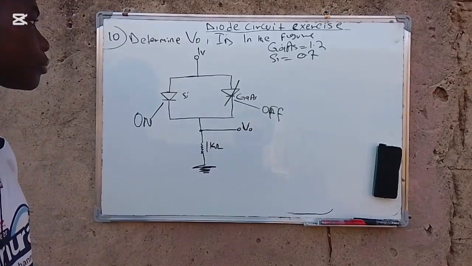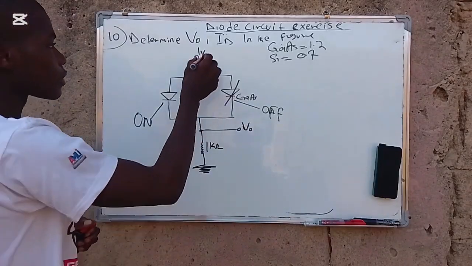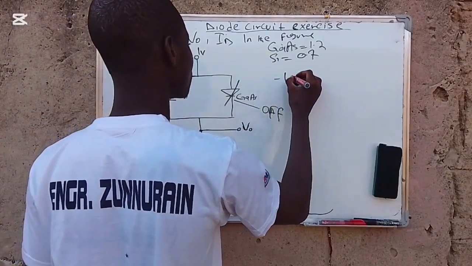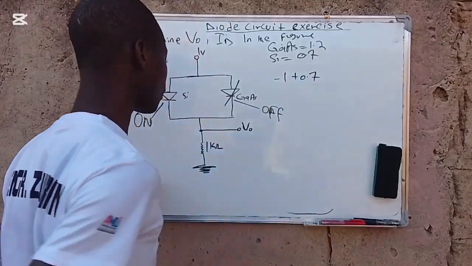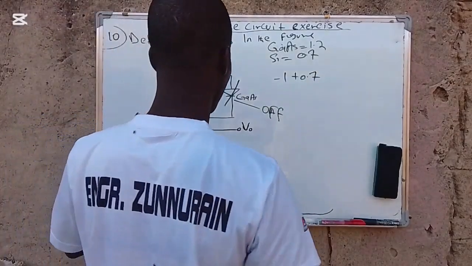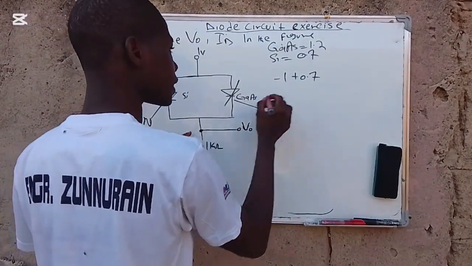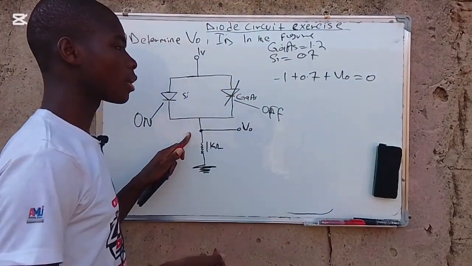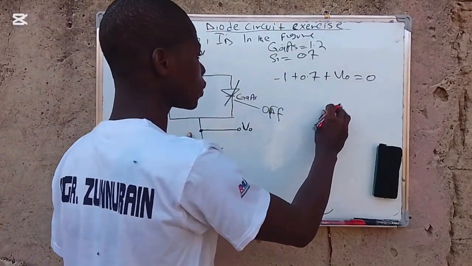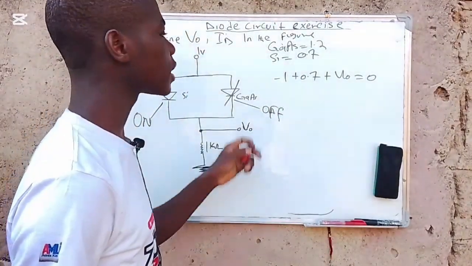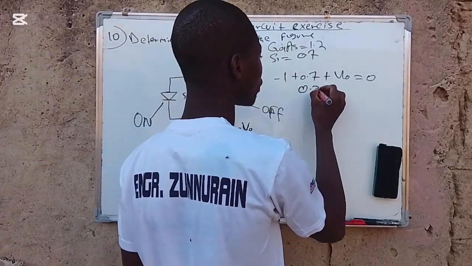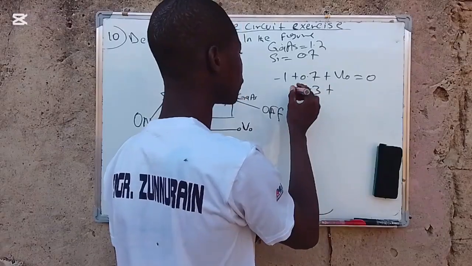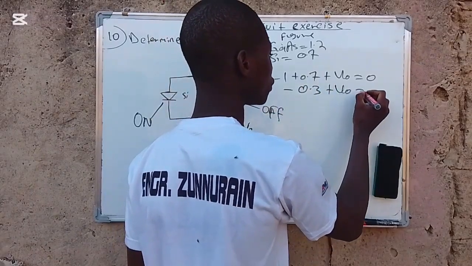The next thing that we are going to do is use the drop: minus 1 plus 0.7, and we have to stop here, plus V0 should be equal to 0. If I say minus 1 plus 0.7, it is the same thing as saying this minus, so this will be 0.3. So if I say negative 0.3 plus V0, it is equal to 0.